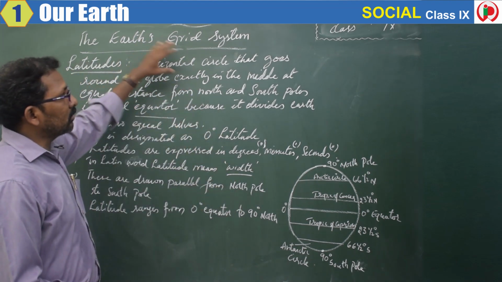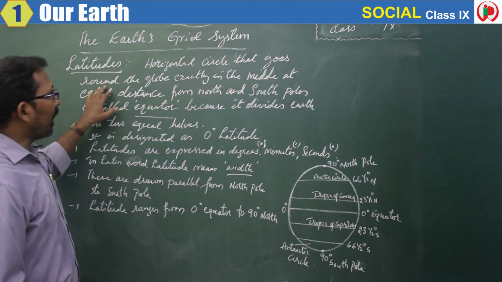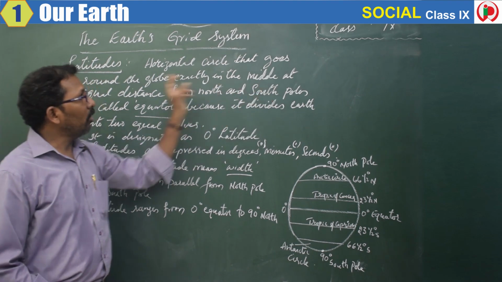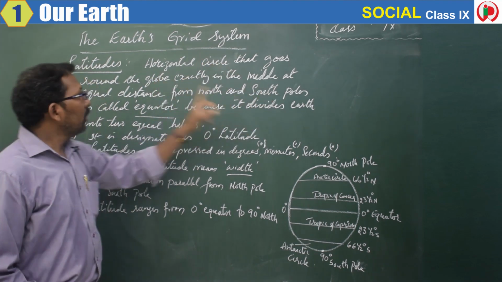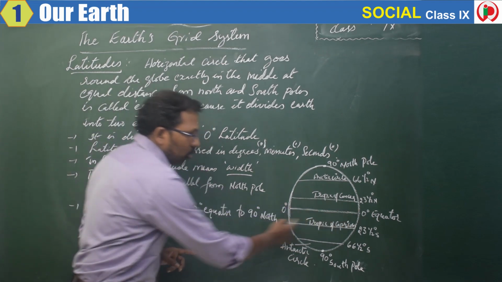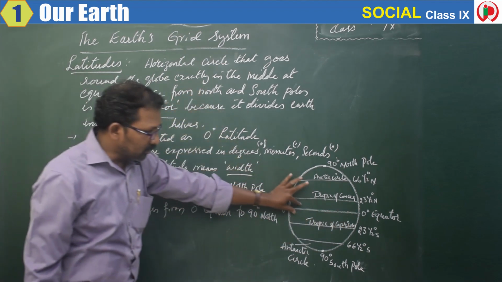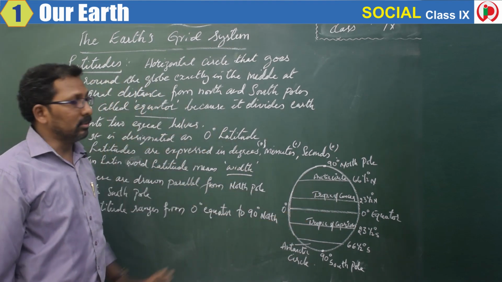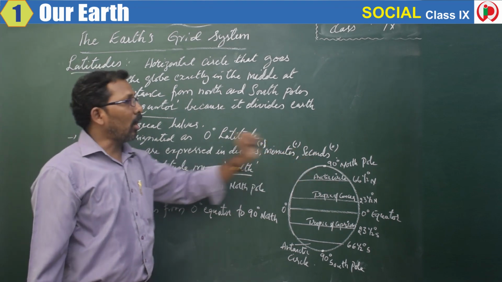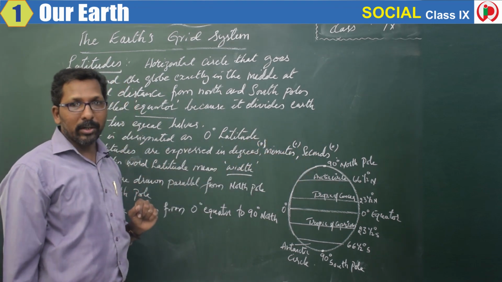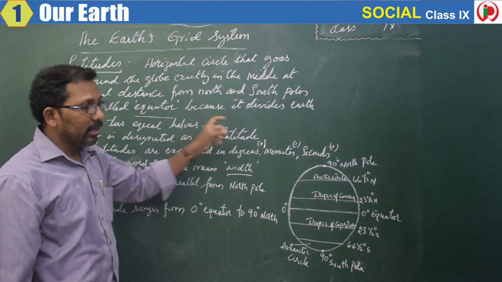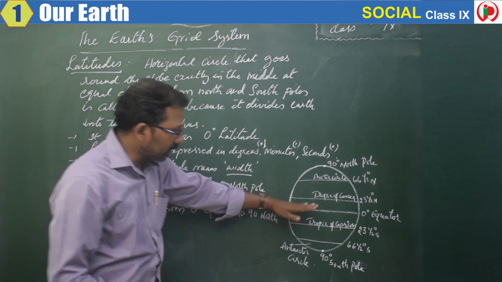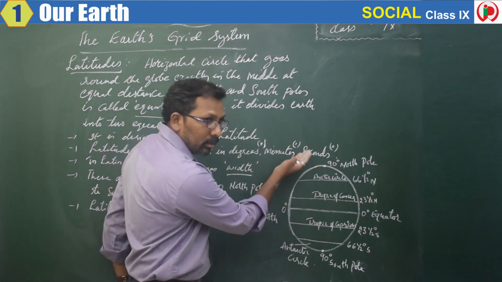The horizontal circle that goes round the globe exactly in the middle, at an equal distance from the North Pole and South Pole, is called the equator. Why is it called the equator? Because it divides the earth into two halves, north and south.